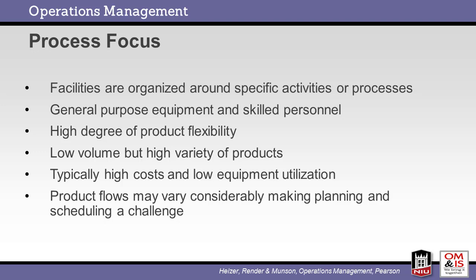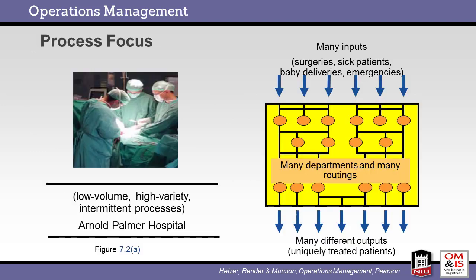The high variety of products is supported by the flexibility of the process. Note the added complexity of planning and scheduling when a process focus is in place. An example of process focus will be found at the typical hospital. Medical procedures are typically customized for the patient, with many different starting points with a variety of outcomes. Timing is intermittent with multiple process routings.